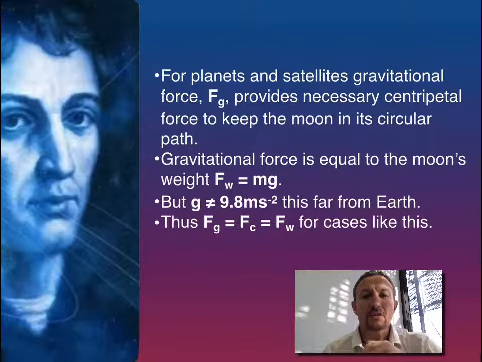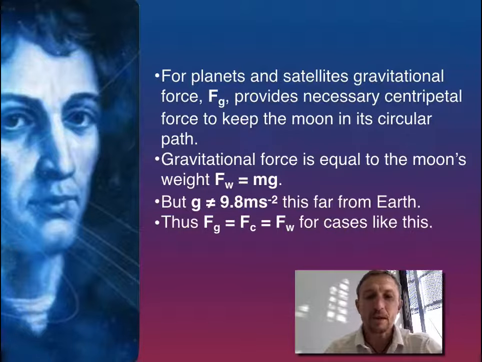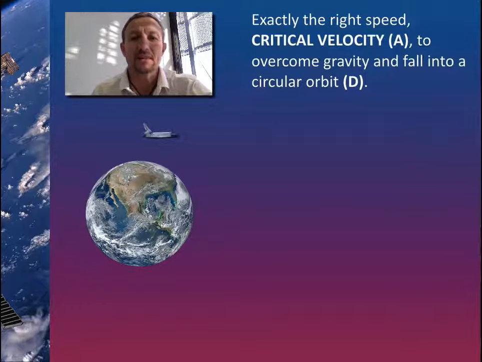Now we know that gravitational force is equal to the object's weight. So for example, we're going to have the weight force equals mg. But the acceleration due to gravity, which we have on Earth at 9.8 meters per second squared, is not the same that far from Earth. So as a result, the force of gravity will be directly related to the centripetal force, which will also be directly related to the weight of the object. So let's have a look at situations which we've got with respect to satellites.